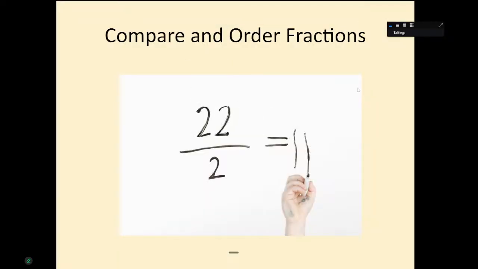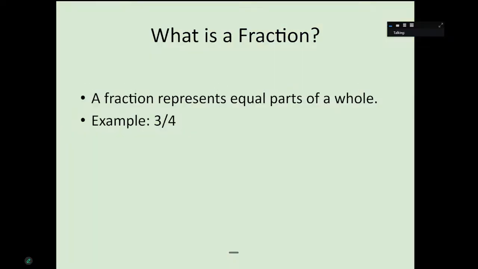Okay, so today we're going to be learning about comparing and the order of fractions. A fraction represents an equal part of a whole. So for example, 3/4 is basically 3 parts of 4 if you divide it into 4.